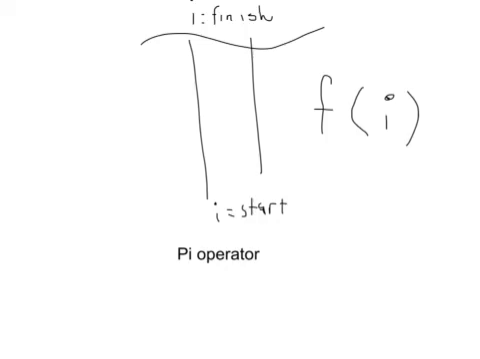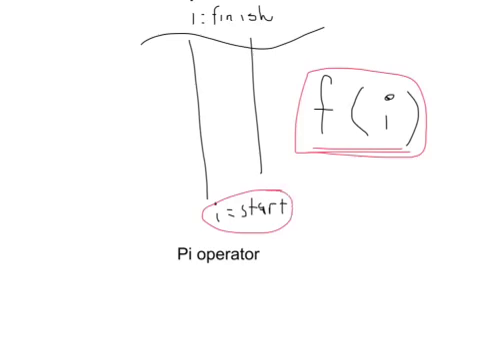The pi operator takes a bunch of different factors and multiplies them together. Our factors are a function that depends on our I value, and our I value is something that just increments by 1 until it gets to the finished place, at which point it stops. Okay, well, that sounds sort of abstract. Let's look at an example.